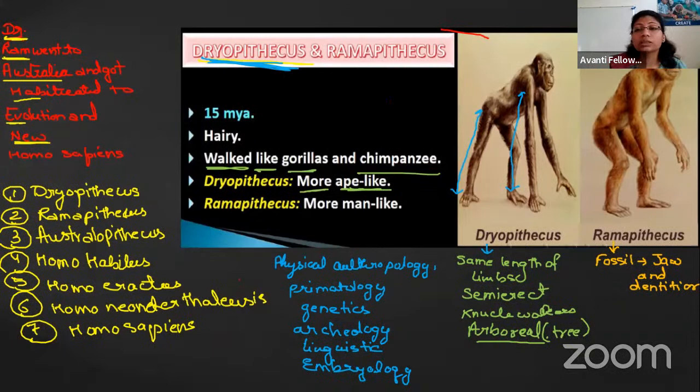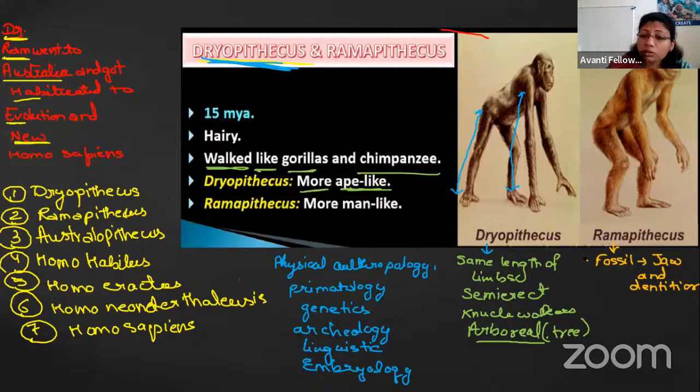So by the structure of teeth, we are able to find out the food habits. Now if the animal is a carnivore, they have what? Sharp canines. If they are herbivores, they have broad premolars and molars. So depending on the shape and size of the teeth, we are able to find out their food habits.